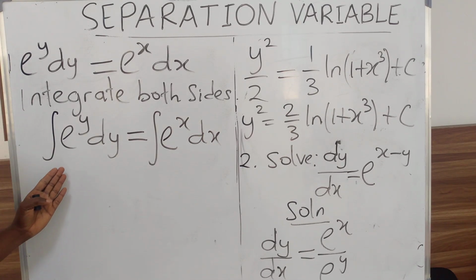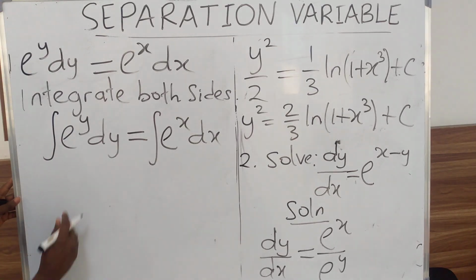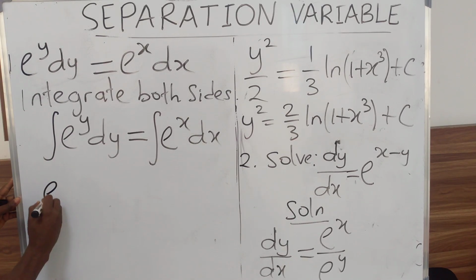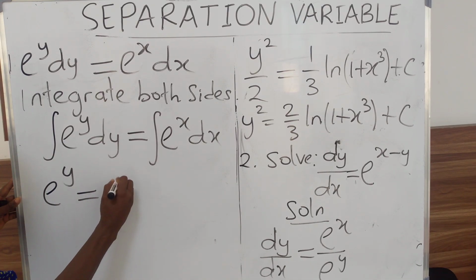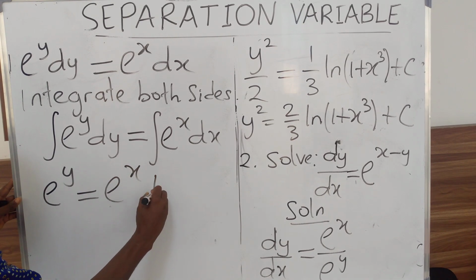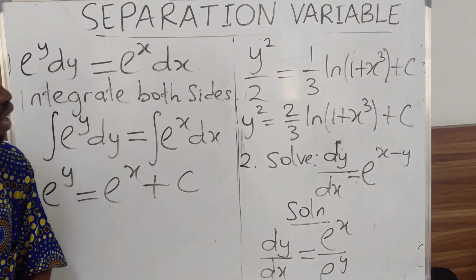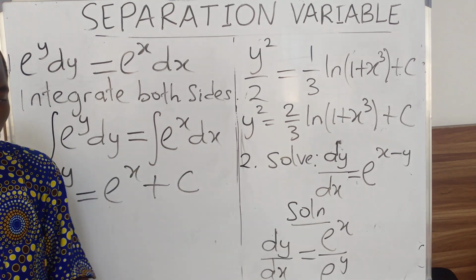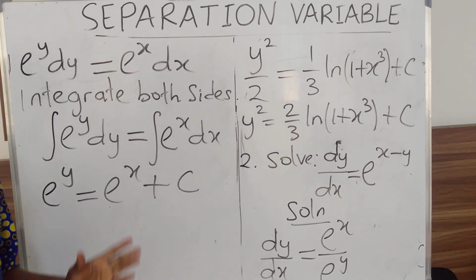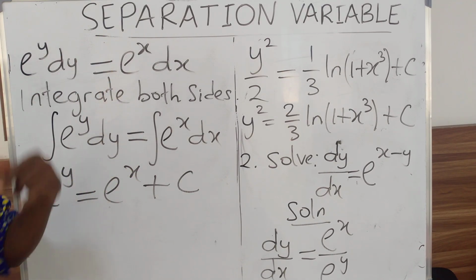Now, anytime you integrate an exponential, what you get back is the exponential. So I'm going to have e^y is equal to e^x plus a constant, and this is the final answer of the question. So this way I'm going to stop for today's series. This is separation of variables.